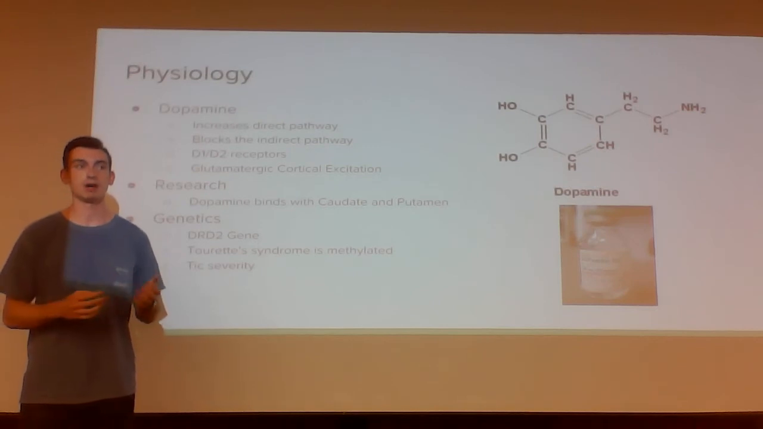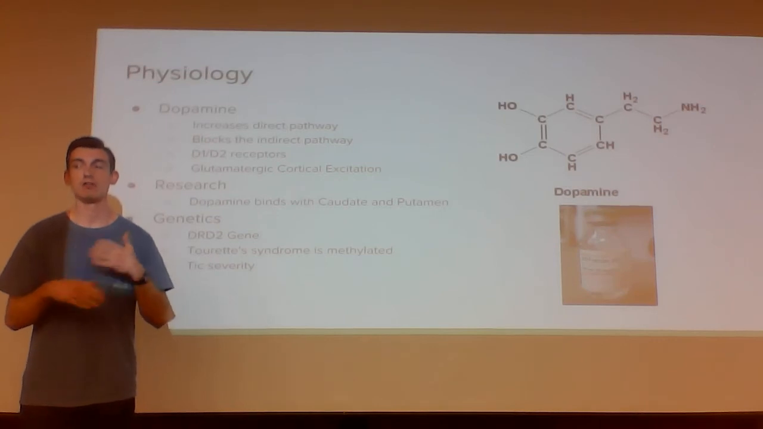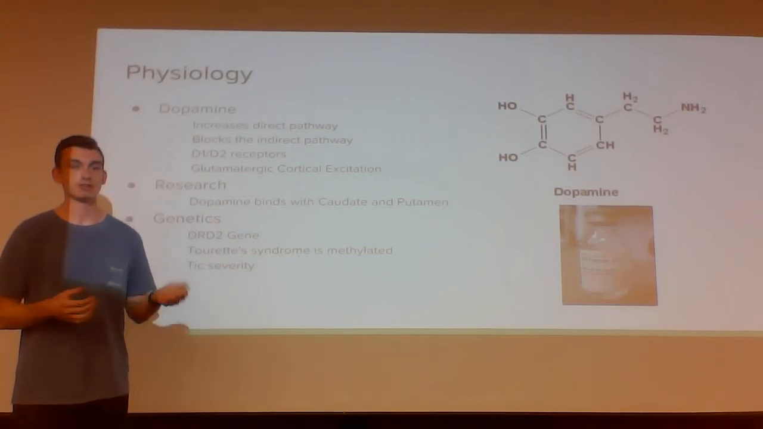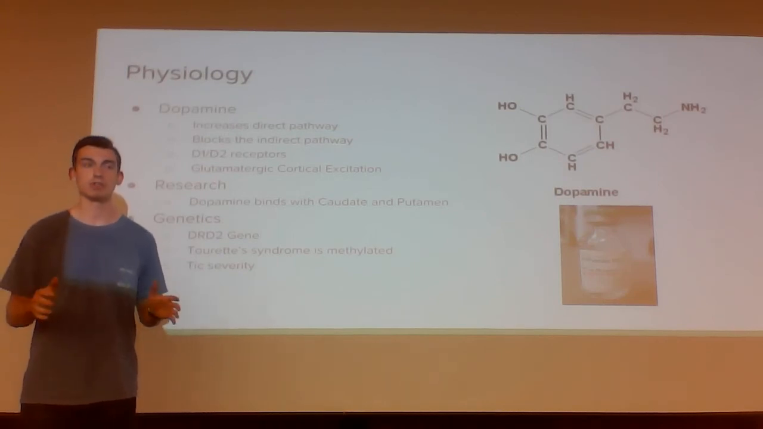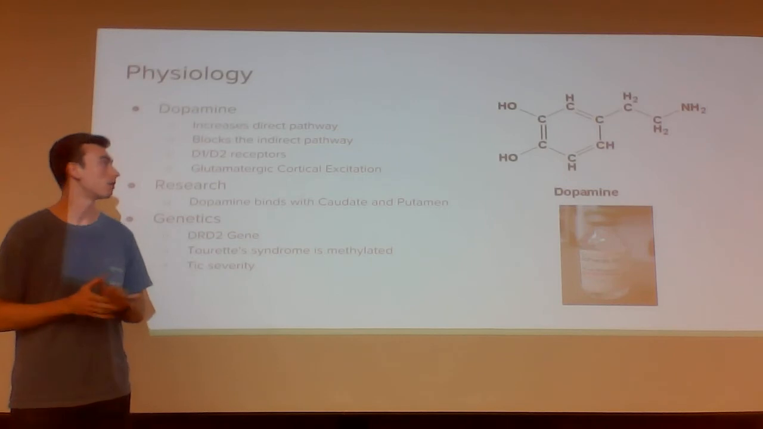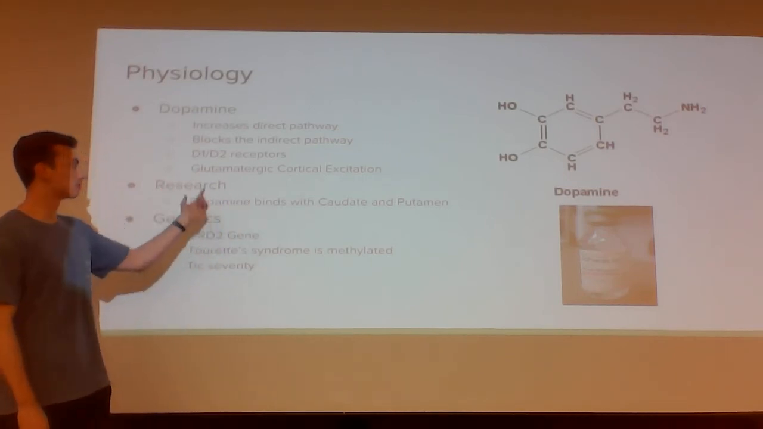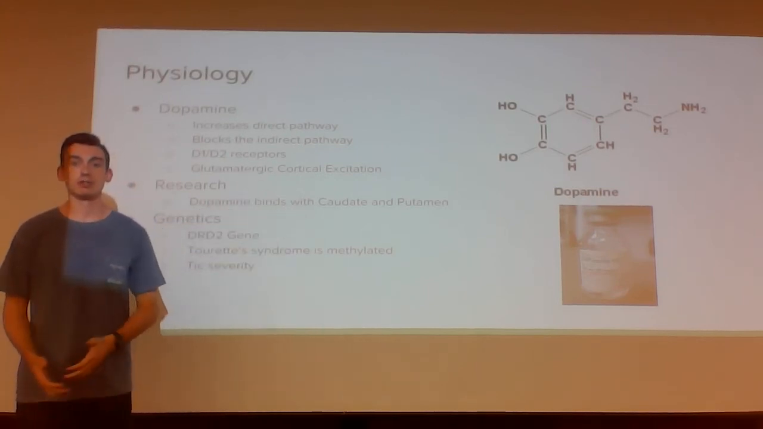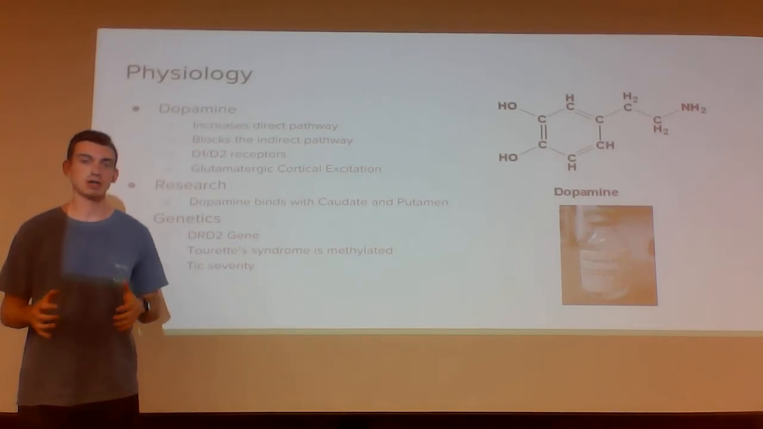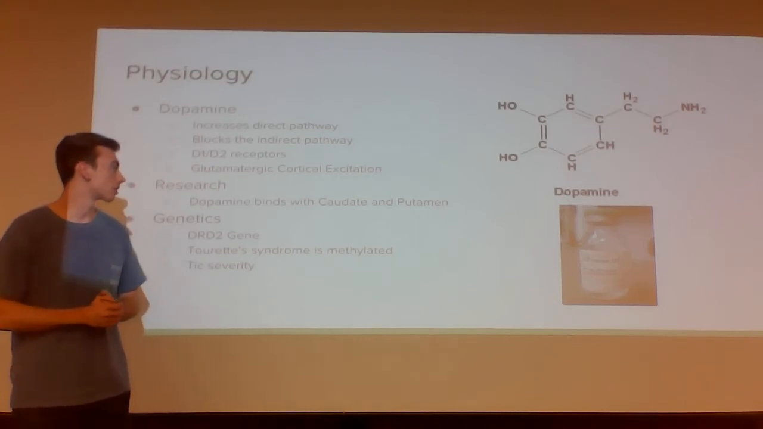Dopamine, when it's in the body, binds to the D1 receptor and causes overactivity in the basal ganglia, and it's also binding to the D2 receptor and blocking that pathway completely. So there's no feedback inhibition or anything like that. Once the direct pathway is activated, glutamatergic cortical excitation occurs, which causes a lot of glutamate to enter the brain, which causes more muscle movement and causes these tics to bubble up, so to speak. So this direct pathway is overstimulated, which is causing these tics to occur.